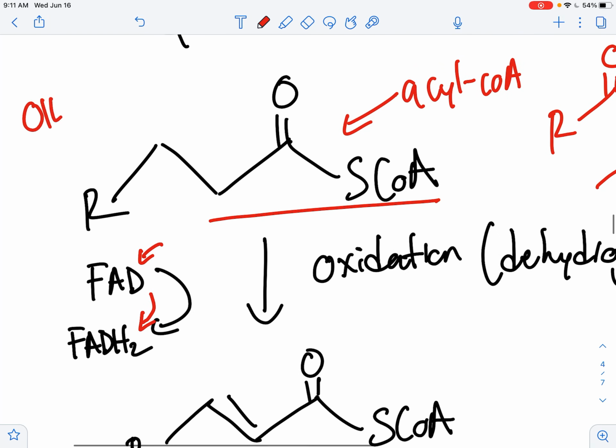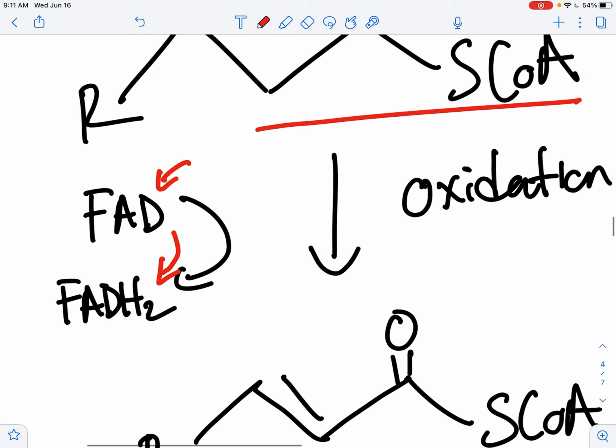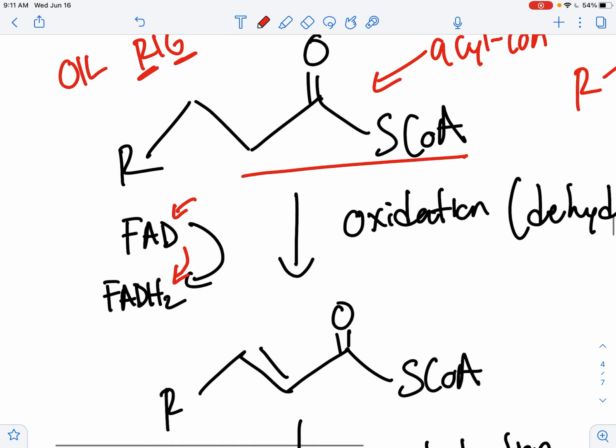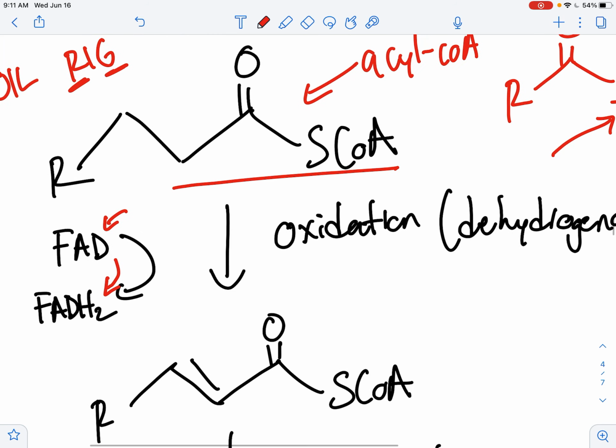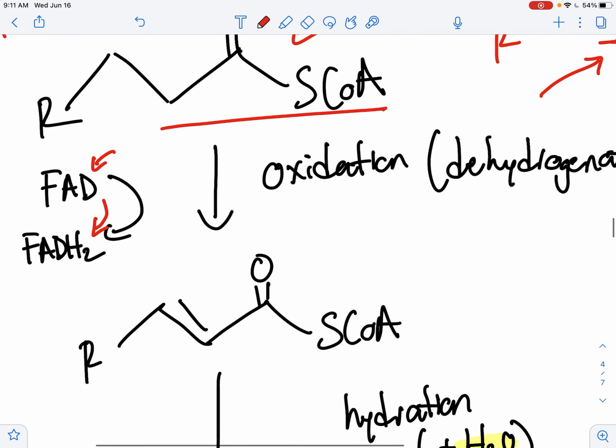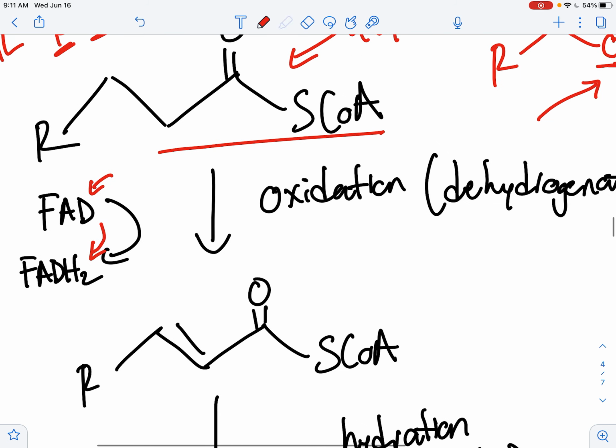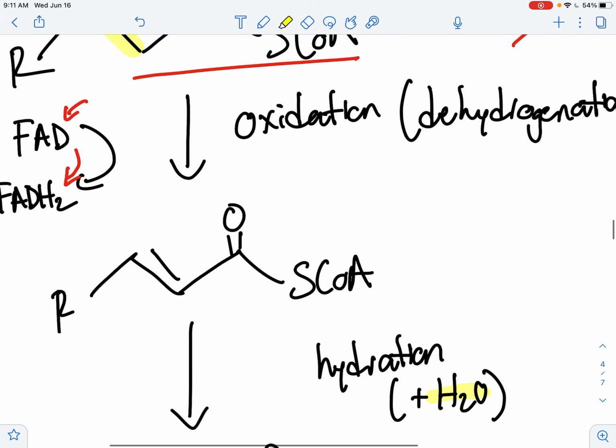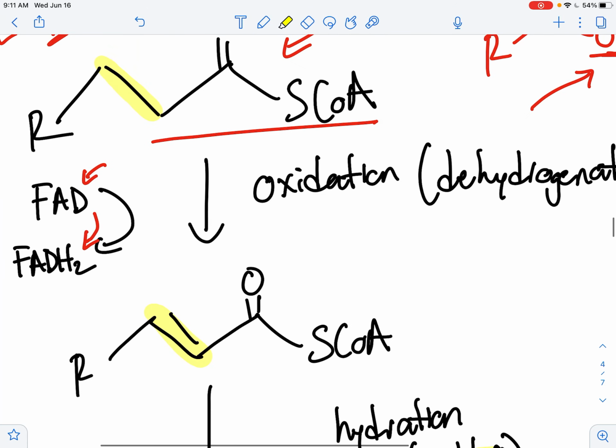And just as a mnemonic for oxidation and reduction, I like to use OIL RIG. If it's gaining electrons, it's reduction. Clearly FAD is gaining electrons here, so that's being reduced, which means this acyl-CoA molecule is being oxidized. The difference you might notice between the first molecule and the second is this double bond here versus the single bond up there.